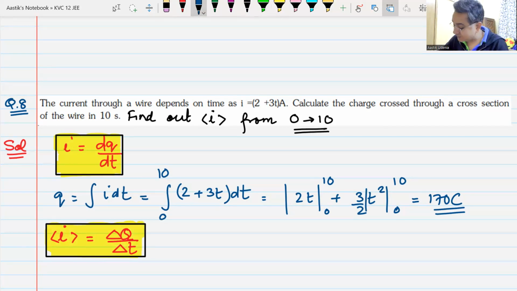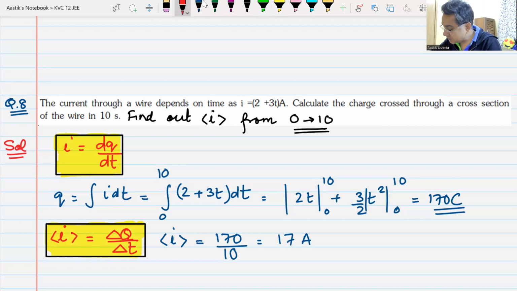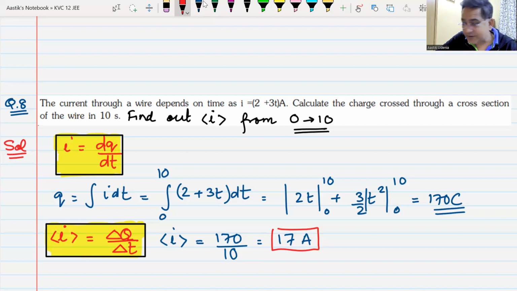So once I understand this, I can find out this average current is total charge. Total charge is 170 divided by total time is 10. So I have the answer as 17 amperes, and that, my dear friend, is your average current. This is how you can find out the average current. To find out the instantaneous current, you have to differentiate it. Do we understand this? Understood, sir. These are the type of questions that can come in your exam. Everyone has noted this down.